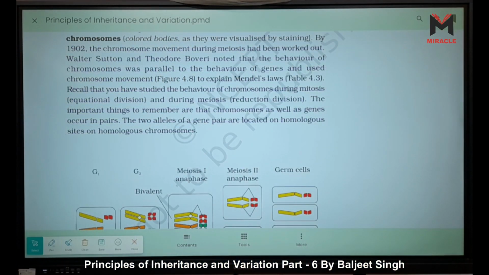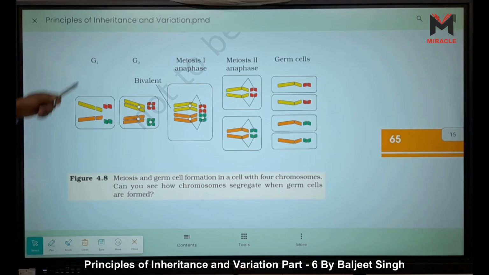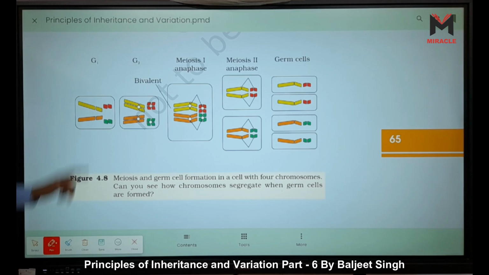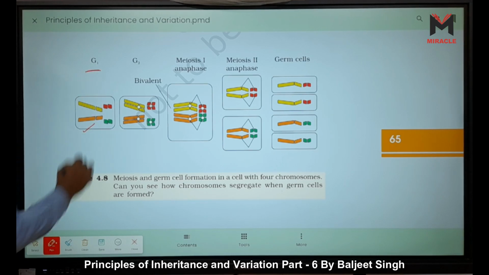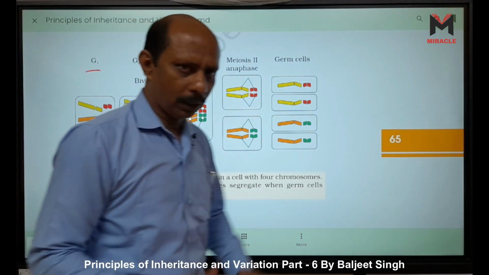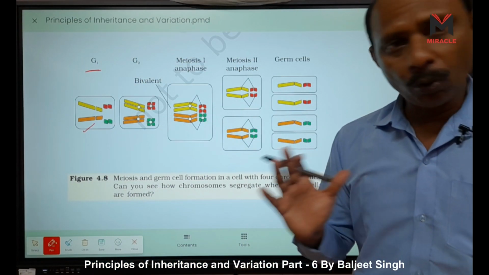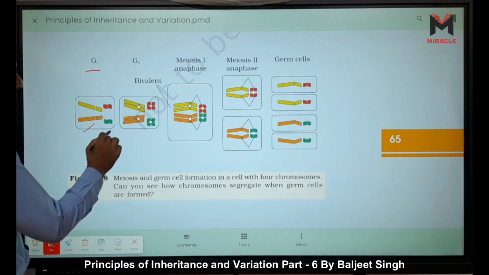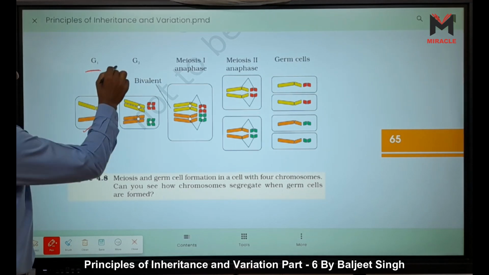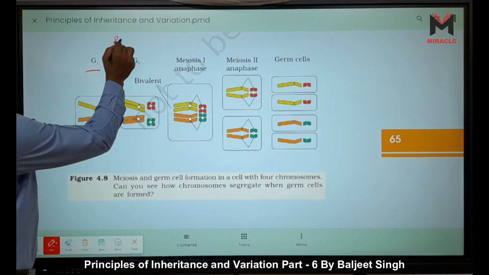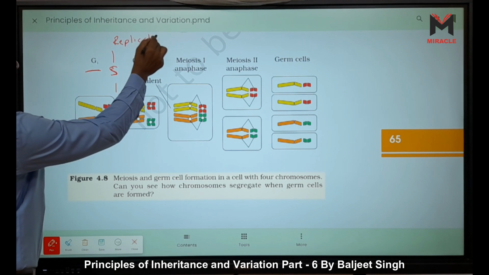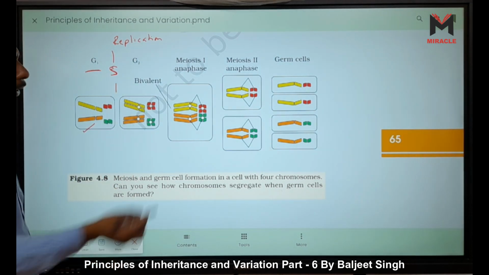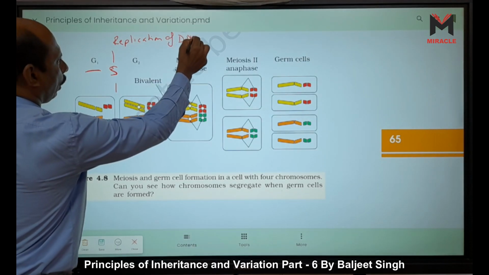One figure is given. When we consider this figure, we understand that cell division stages are given. You can see here G1 phase. G1 phase means growth first phase. Here the cell enlarges and cytoplasmic growth happens. In G2 phase, what happened? Before G2, S phase is there. S phase means replication, or duplication, of DNA happens.